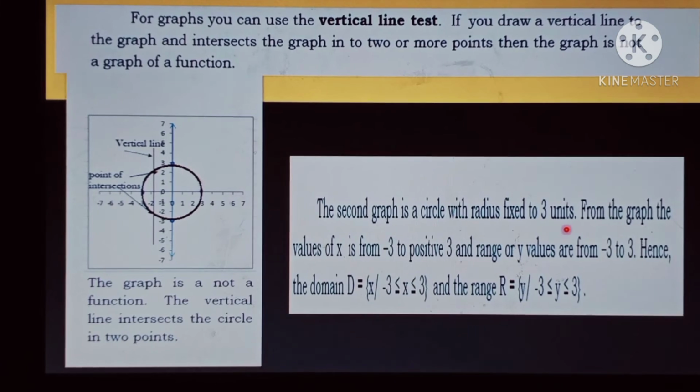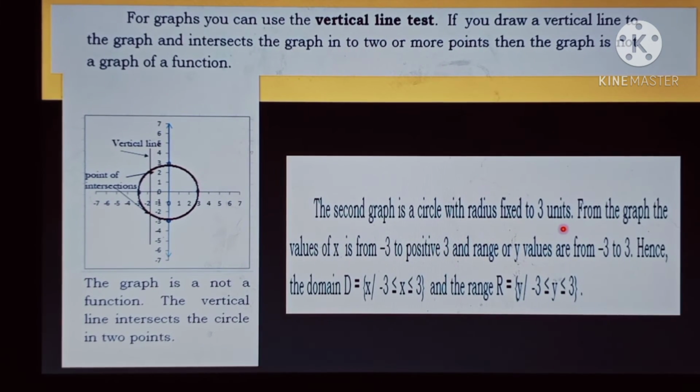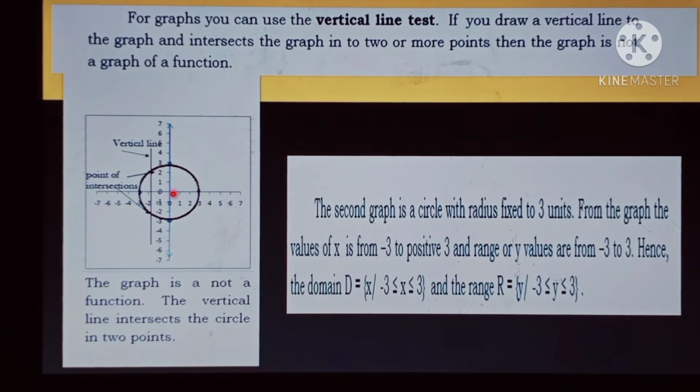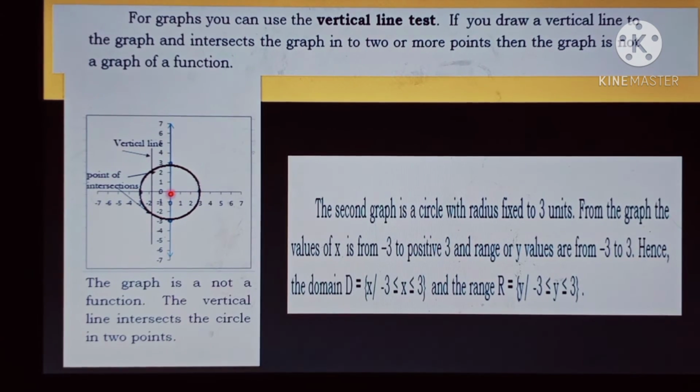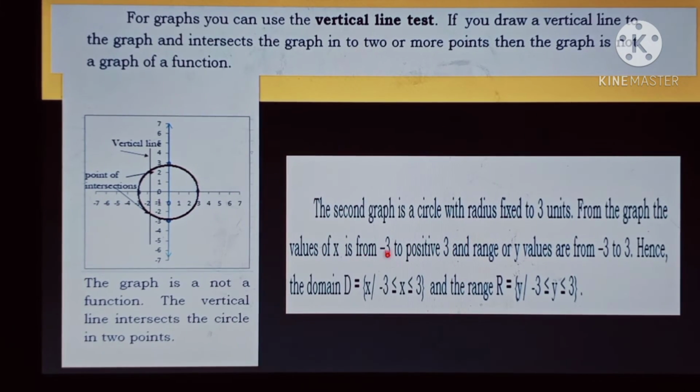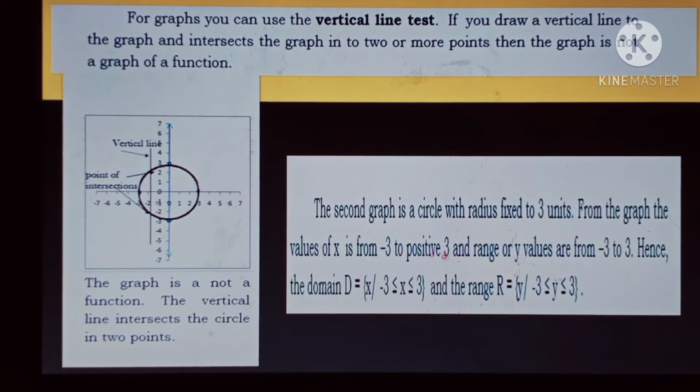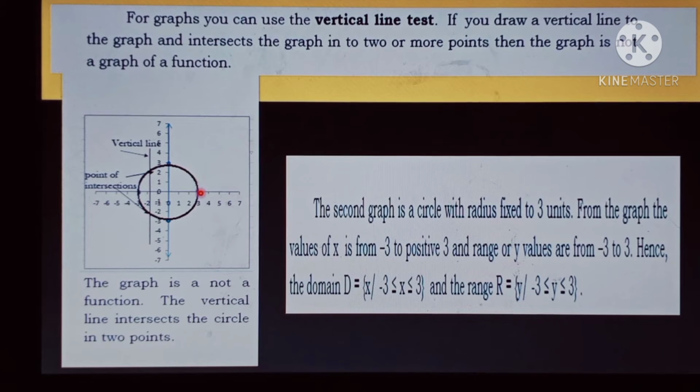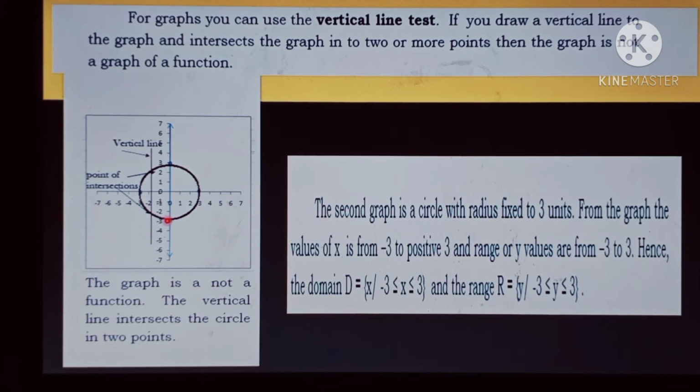In any direction, left, right, up, and down, that is 3 units. From the graph, the values of x are from negative 3 to positive 3. And the range, or y values, are from negative 3 to 3.